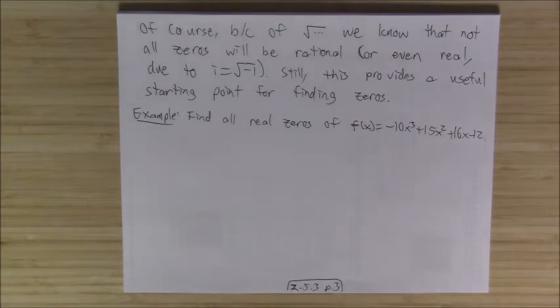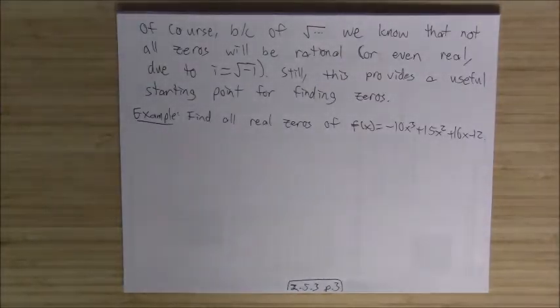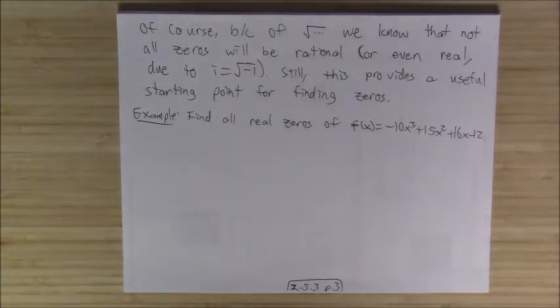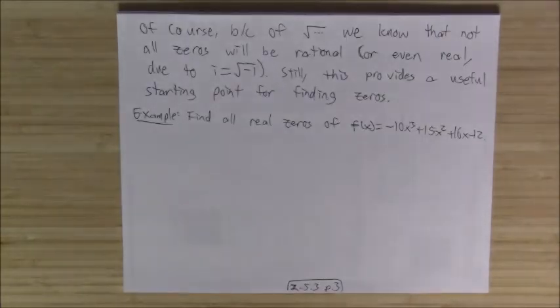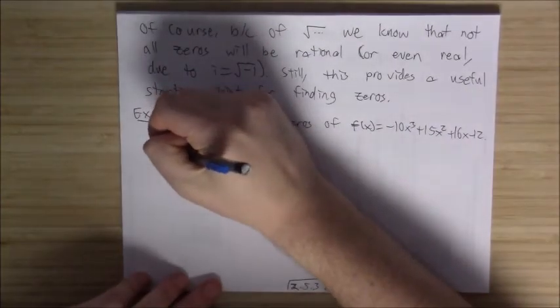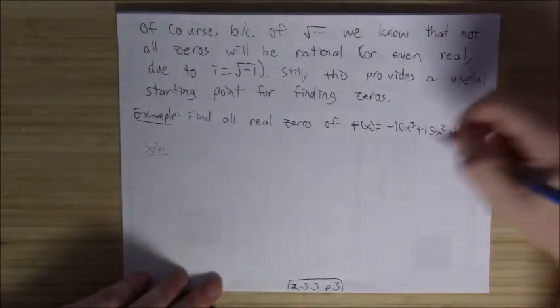Still, we know that this provides a useful starting point for finding zeros, as we saw in the last few examples, because then we have a chance of getting rid of a zero, and then we can go ahead and divide out and try to get a quadratic to find the rest of them. So let's do an example of that. First, let's start trying to find a rational zero to divide out by.